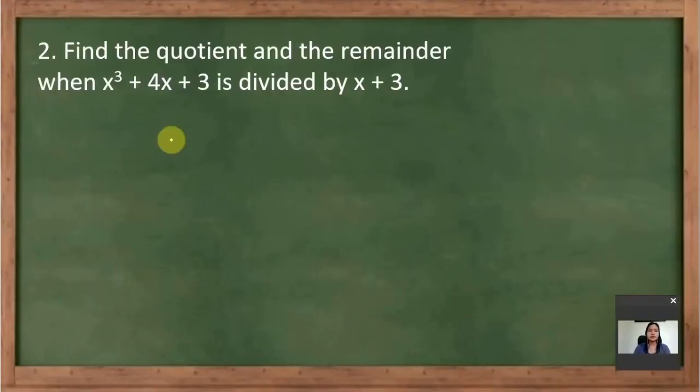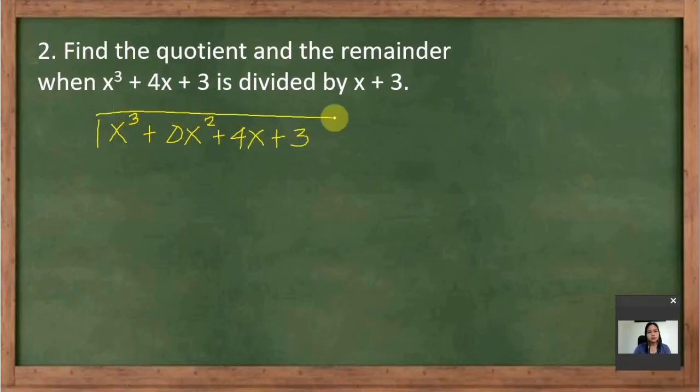Second problem. Find the quotient and the remainder when x cubed plus 4x plus 3 is divided by x plus 3. So we will write here x cubed plus 0x squared for the missing term plus 4x plus 3. Then divided by the divisor, which is x plus 3. So x cubed divided by x is x squared. So we will write here x squared.